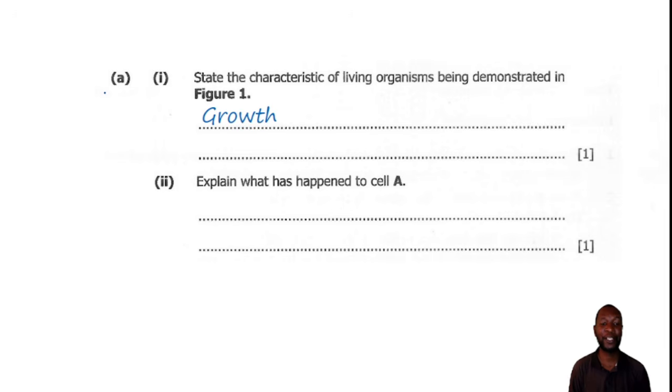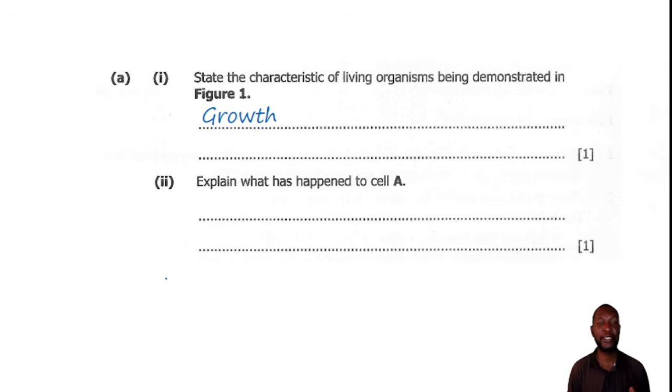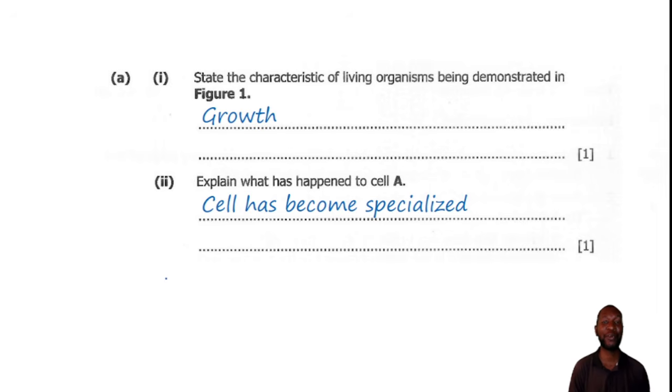A2, explain what has happened to cell A. Cell A has tended to form the muscle cell. So we can simply say that the cell has now become more specialized into a muscle cell so that it can perform its function better. So this was the answer to question A2.